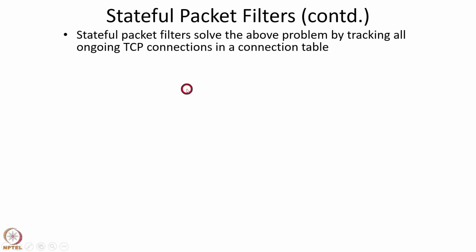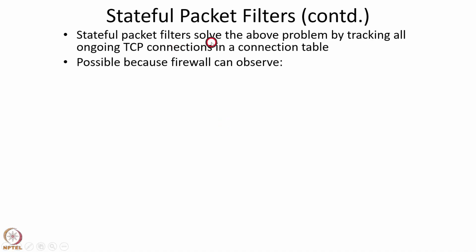Stateful packet filters solve this problem by tracking all the ongoing TCP connections in a connection table. That is, they store the source IP address, destination IP address, and other details of all the active TCP connections in a table, and then the stateful packet filter can consult this table to find out whether a particular packet is part of an active TCP connection or not.